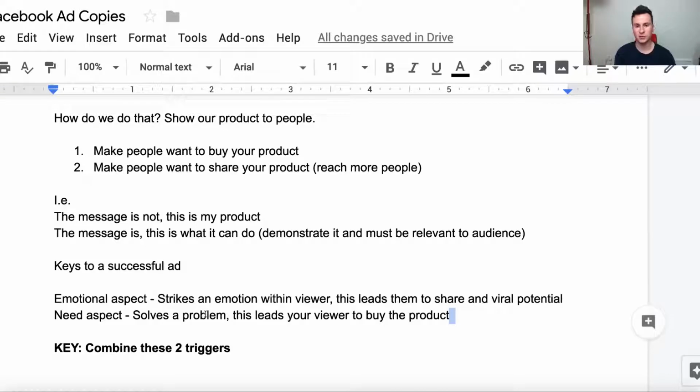But going back to the need aspect, it solves the problem. This leads the viewer to actually buy it, and to do that, you actually have to demonstrate your product. So you have to demonstrate it in a way that strikes an emotion within your customer, and that is the key, as it says here, to combine these two triggers. They are the two main ingredients of a successful ad.